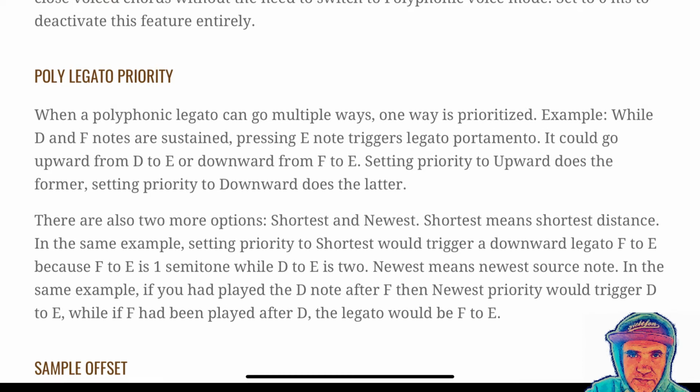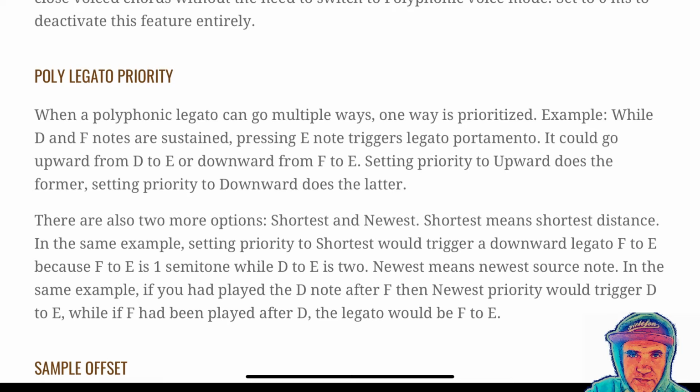Poly legato priority. When a polyphonic legato can go multiple ways, one way is prioritized. Example, while D and F notes are sustained, pressing E note triggers legato portamento. It could go upward from D to E or downward from F to E. Setting priority to upward does the former. Setting priority to downward does the latter. There are also two more options, shortest and newest.